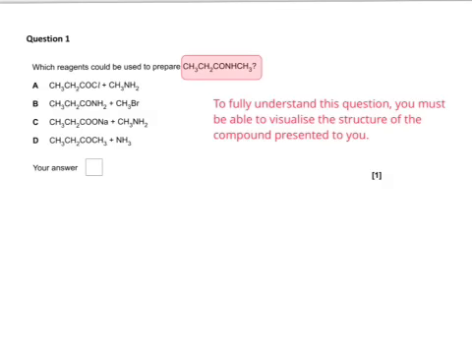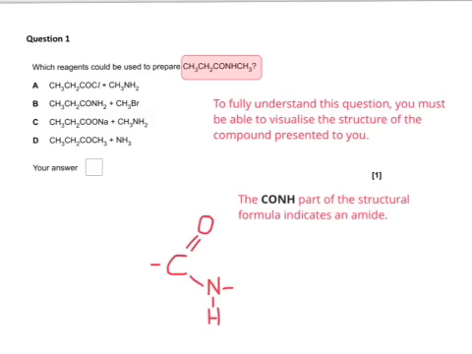So to fully understand this question, you need to be able to visualize the structure of the compound that's presented. So the CONH part of the structural formula indicates an amide. Now obviously there are bonds that need to be filled here because you can see that nitrogen has 3 bonds and carbon, as always, will have 4. So this is where you put in the CH3CH2 and also the CH3 on the nitrogen. So now we can see what the structure is. This is called a secondary amide.